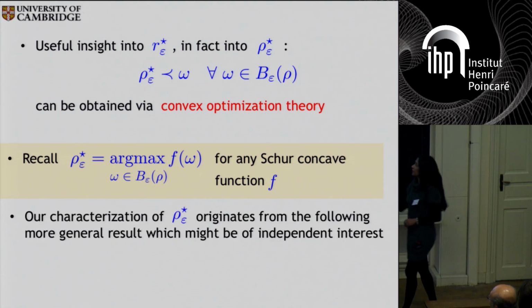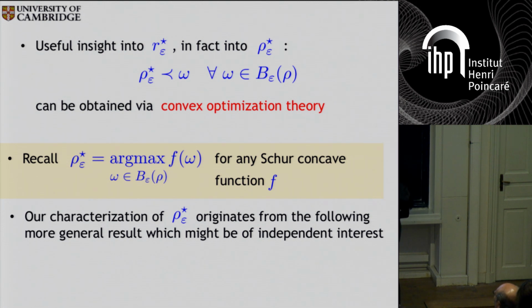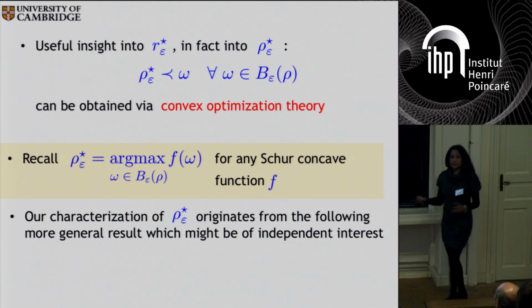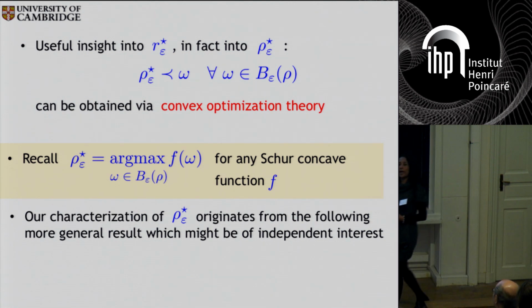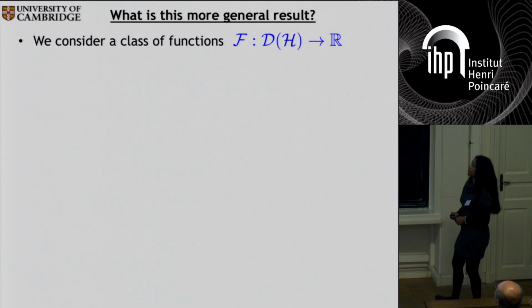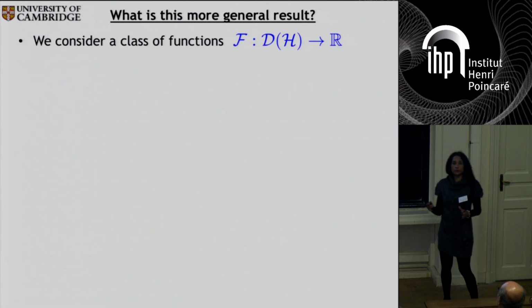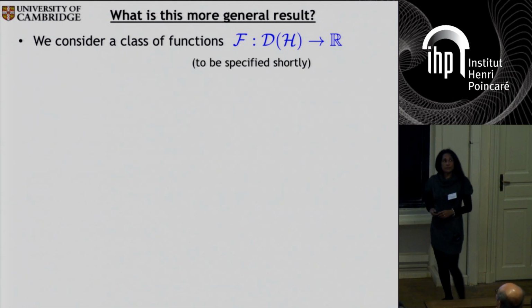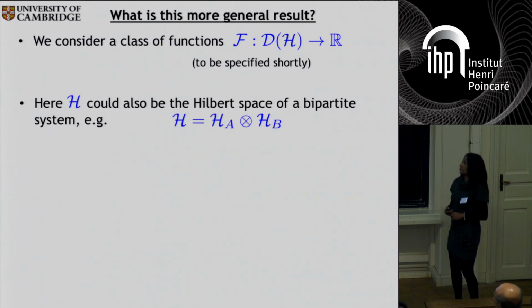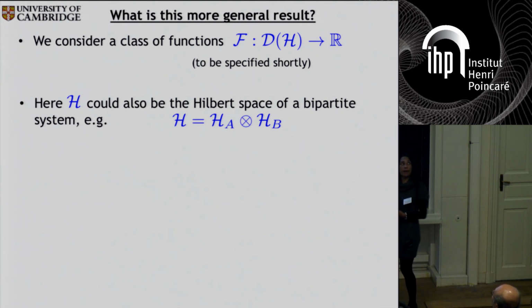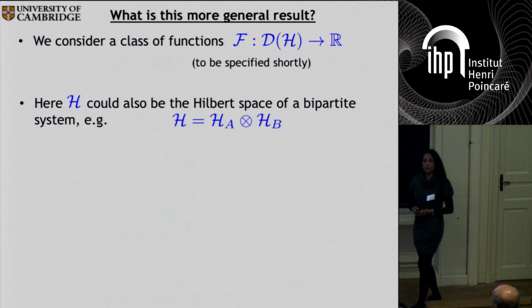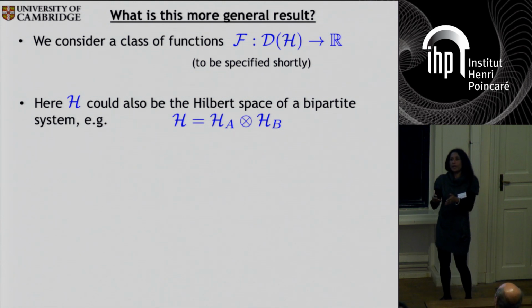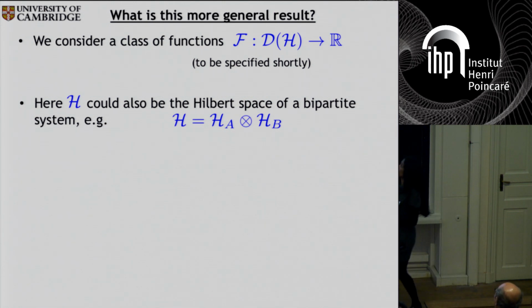And our characterization of rho upper star epsilon originates from the following more general result, which is rather interesting and might have some follow-on work. So what is this more general result? We consider a class of functions going from density matrices to the reals, and I'm going to specify it shortly. And the interesting thing is that this Hilbert space H could also be the Hilbert space of a bipartite system, so it could be H_A and H_B. So we are stepping away from what we were considering and now looking at a more general problem.